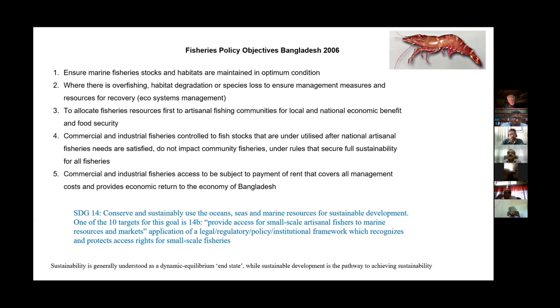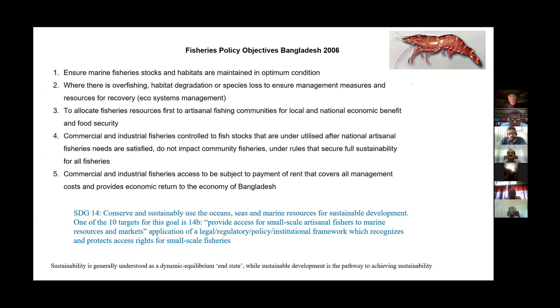And they have some most important conditions: to ensure that marine fish stocks and habitats are maintained in optimum condition. Where there is overfishing, habitat degradation, or species loss, to ensure management measures and resources for recovery. Thirdly, to allocate fisheries resources first to artisanal fishing communities for local and national economic benefit and food security.